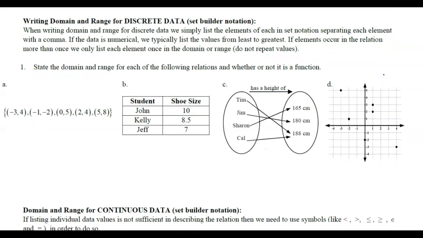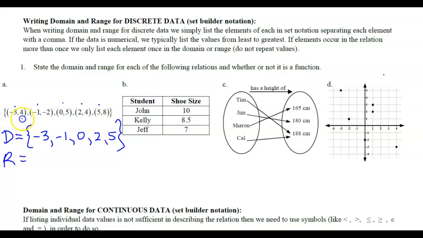So domain or first values here. So we just go D equals, and then squiggly bracket, I call it, and we list all the X values. So -3, -1, 0, 2, 5. They're already in order, which is kind of nice. And then we close the squiggly brackets.